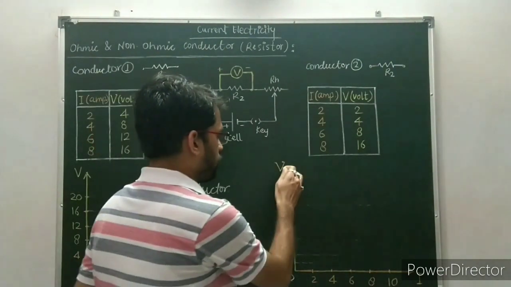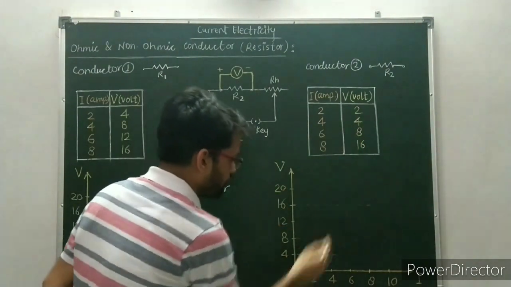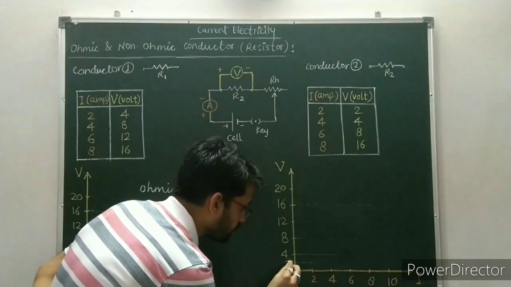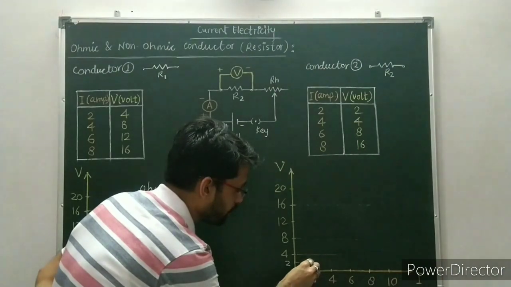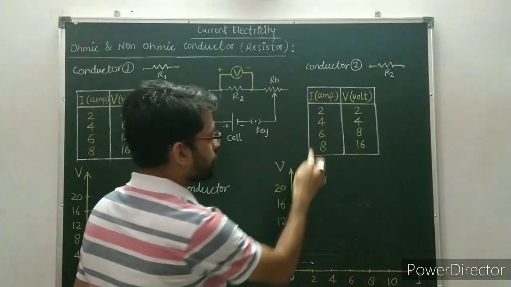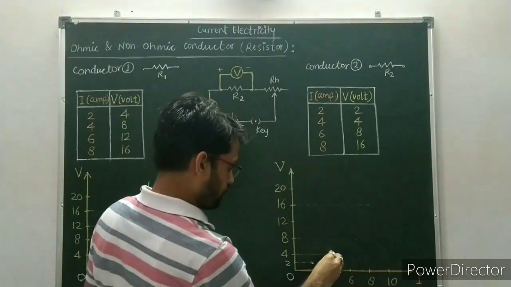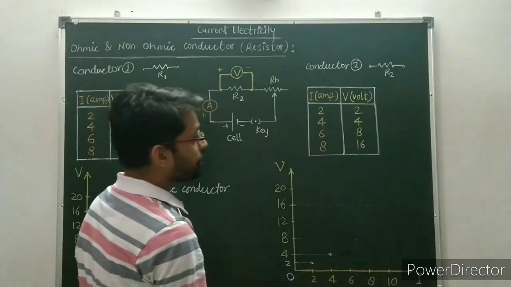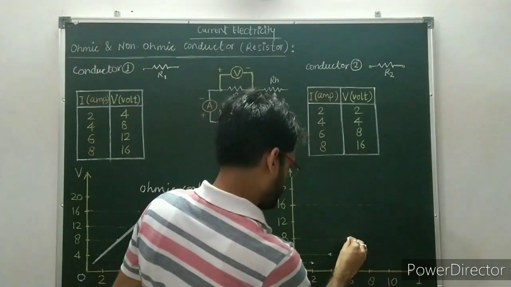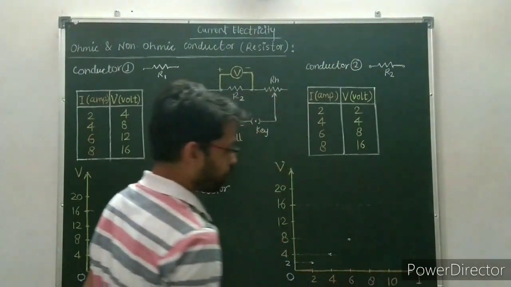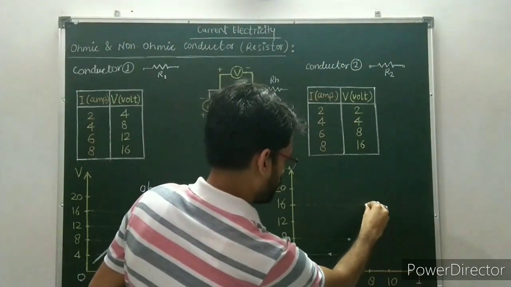Now when you plot the VI graph for this conductor, the first point will be 2, 2. So this is the 2 volt and this is 2 ampere. The first point will be here. Second point 4, 4. Second point will be here. Third point will be 6, 8. This is the third point, and the last point 8, 16.